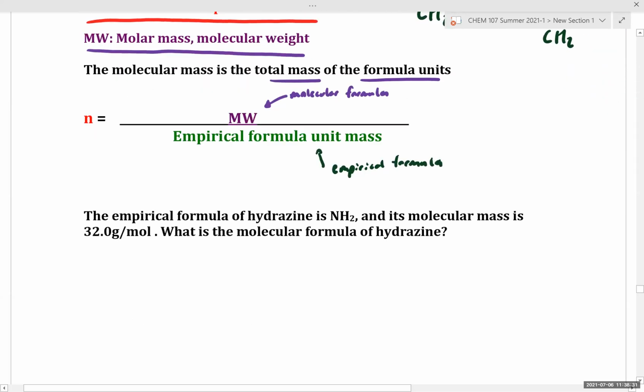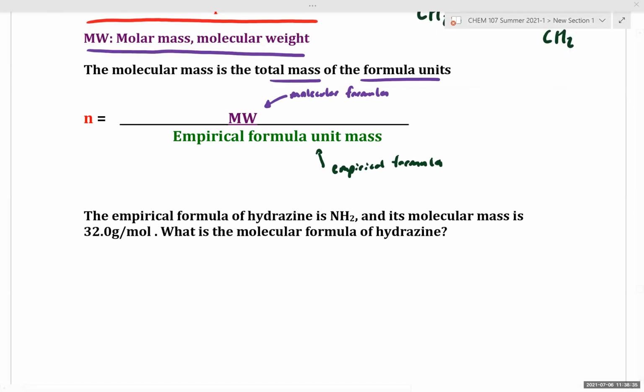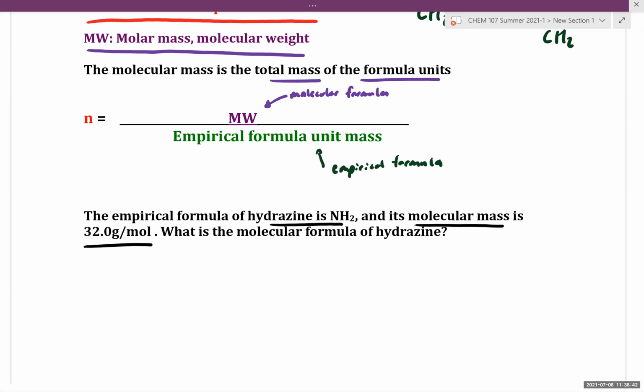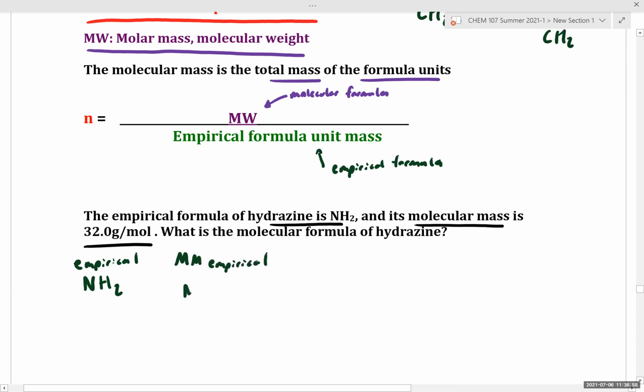So let's show an example. We're given the empirical formula of hydrazine is NH2, and its molecular mass is 32 grams per mole. We're asked, what is the molecular formula of hydrazine? So NH2, that is our empirical formula unit.